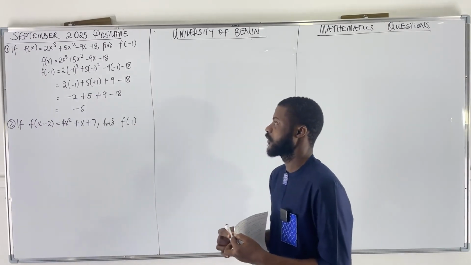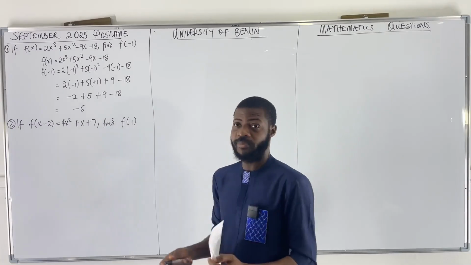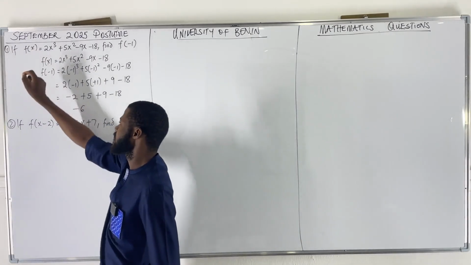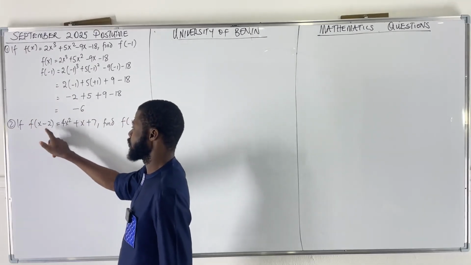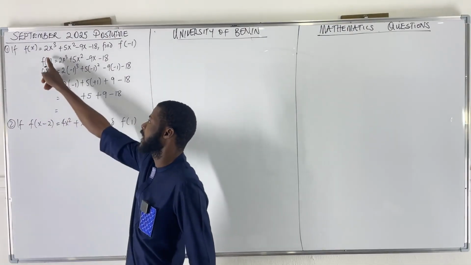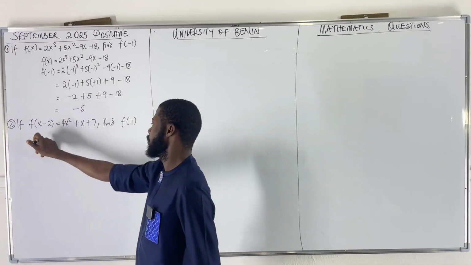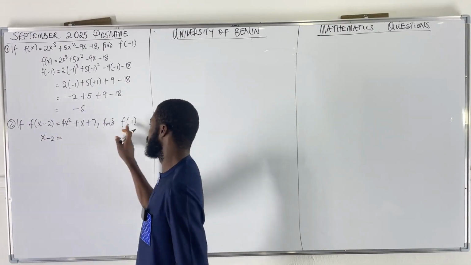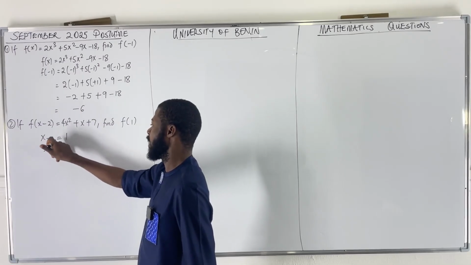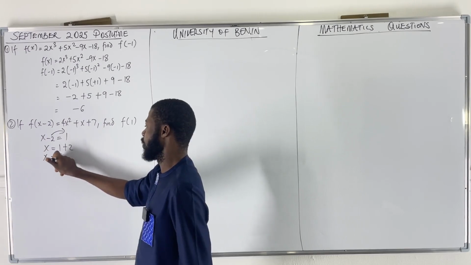As you can see, this question is similar to the first one, but there's a problem. In the first, the bracket was just f of x, but this one is f of x minus 2. When you notice something like this, remember I said the brackets will be the same. So x minus 2 is equal to the 1 in this bracket. Then you solve for x. If this minus 2 goes across, it becomes plus 2. So x will then become 3.